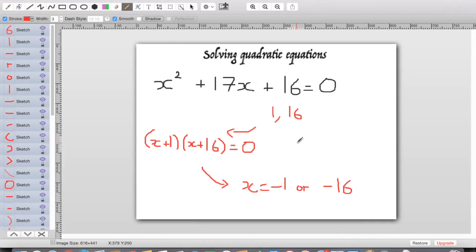Now it's worth saying this method won't work in all cases, because sometimes you'll get some quite unfriendly numbers going here. And also, if you've got something here as the x squared coefficient, this can get a bit more tricky. However, if you've got a 1 here, it's worth just taking a few seconds to glance at this number, and the sign here, and decide, can I use this method? It might save you a few crucial minutes in the exam.